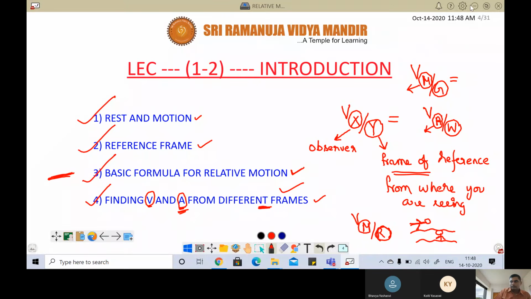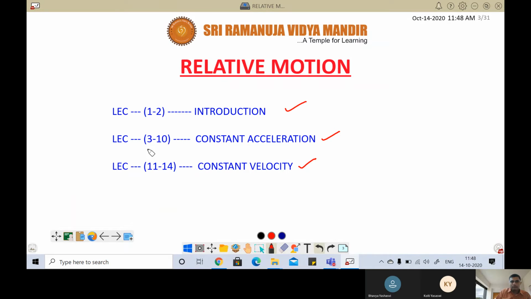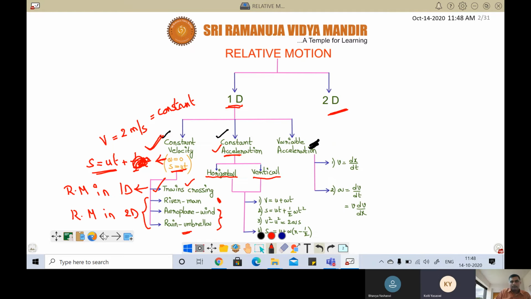Now, after studying the introduction, that is lectures 1 to 2, lectures 3 to 10 are about what? Constant acceleration. In constant acceleration, we have two topics. What are they? Horizontal and vertical, sir. In both cases, whether it is horizontal or vertical, we use our standard equations of motion.